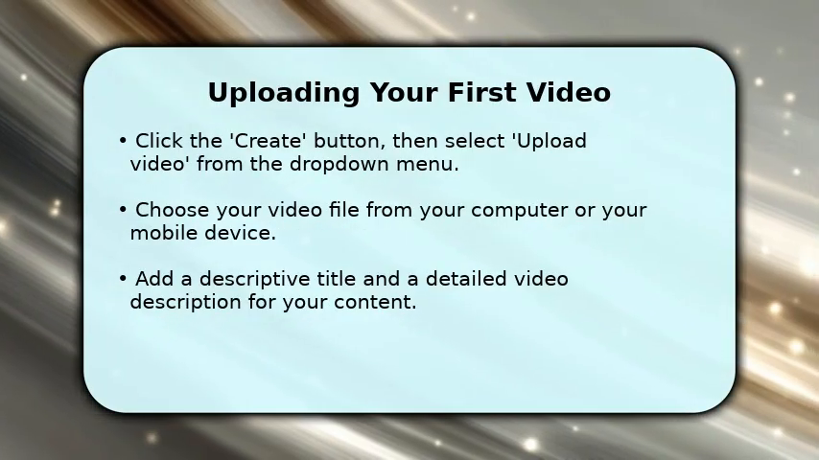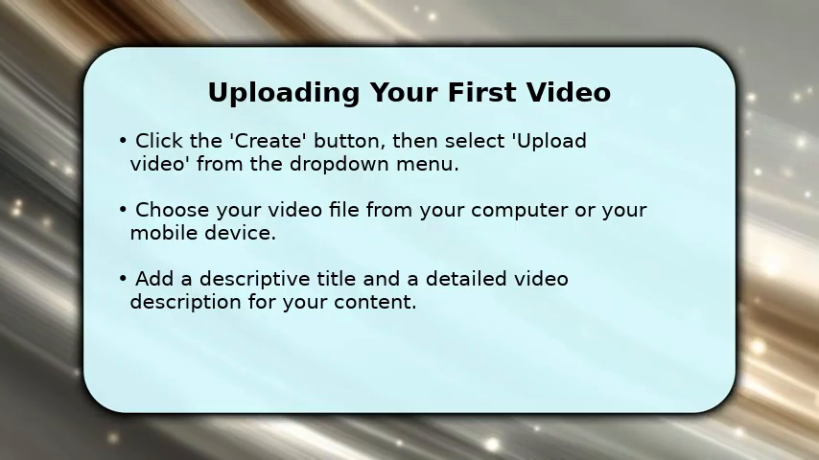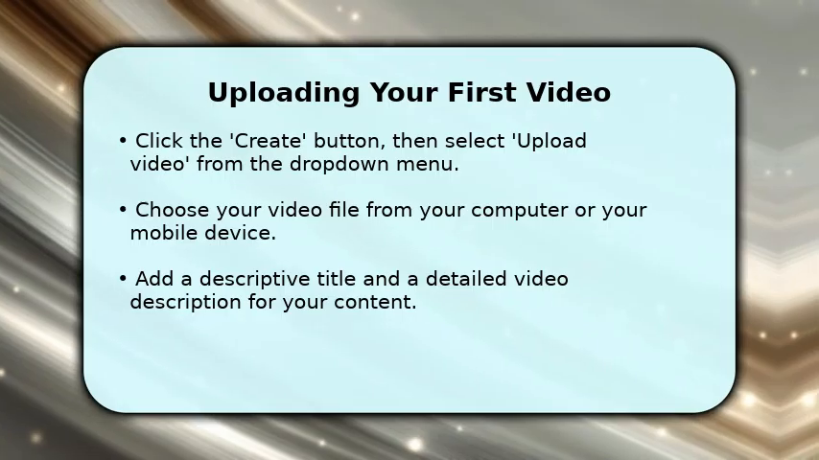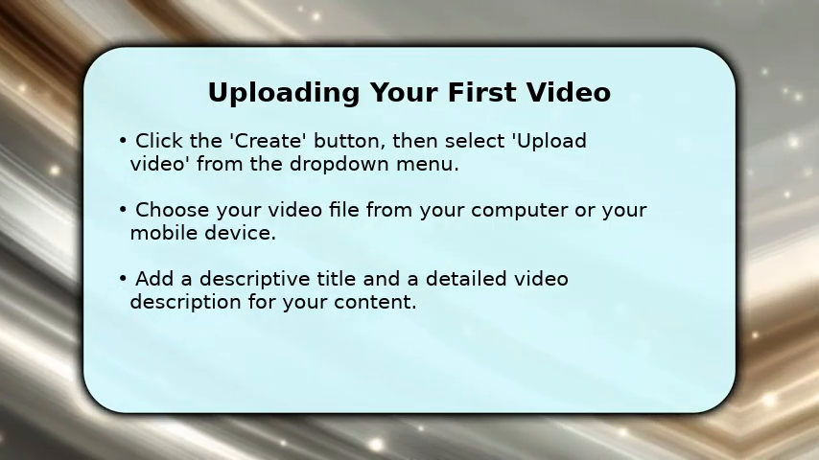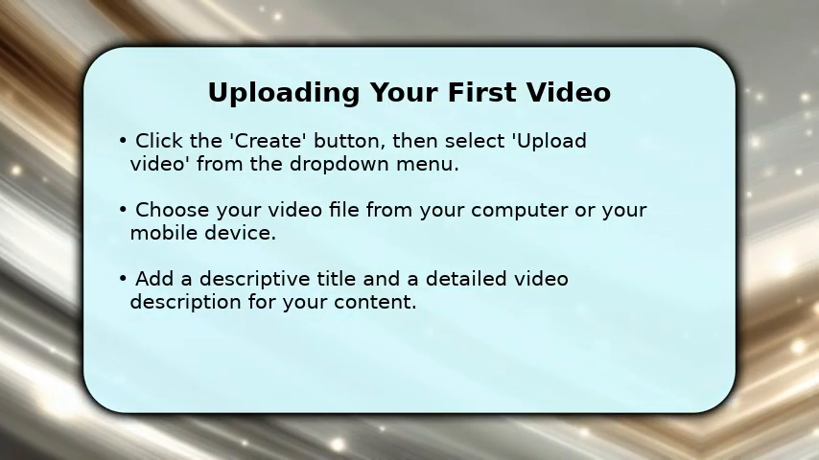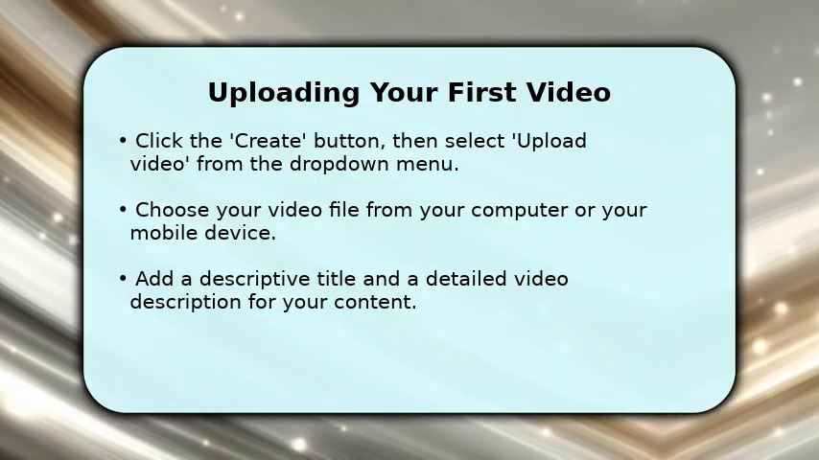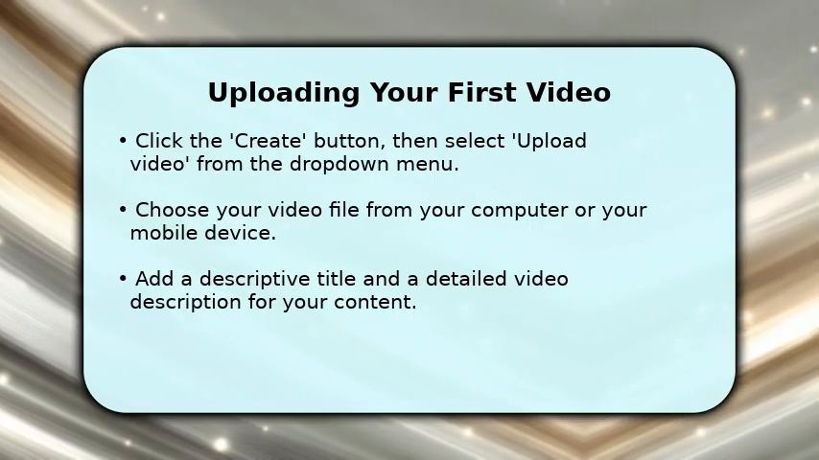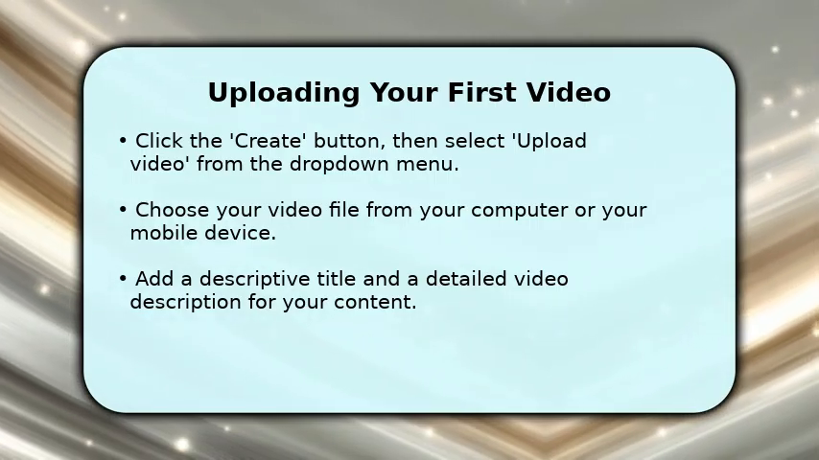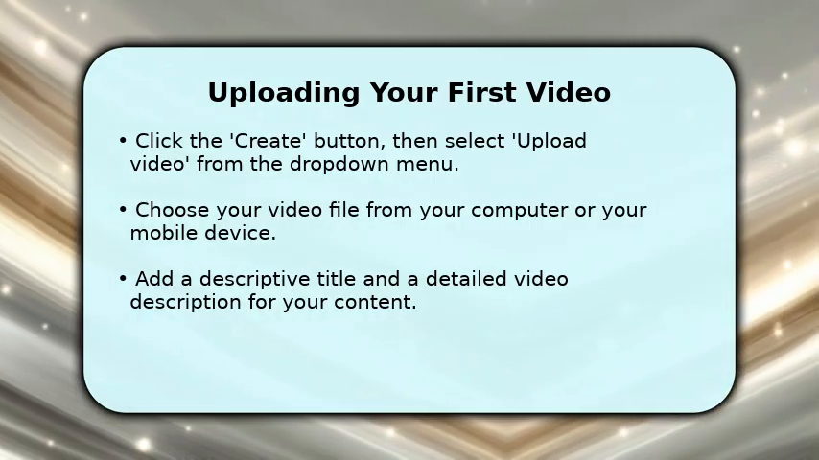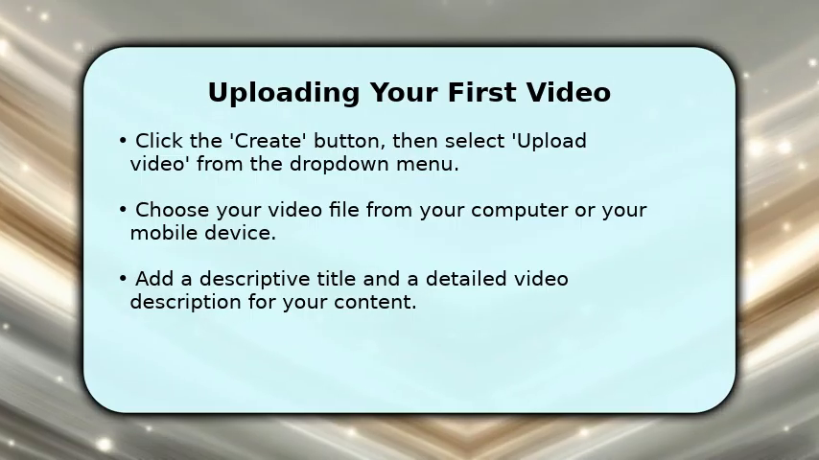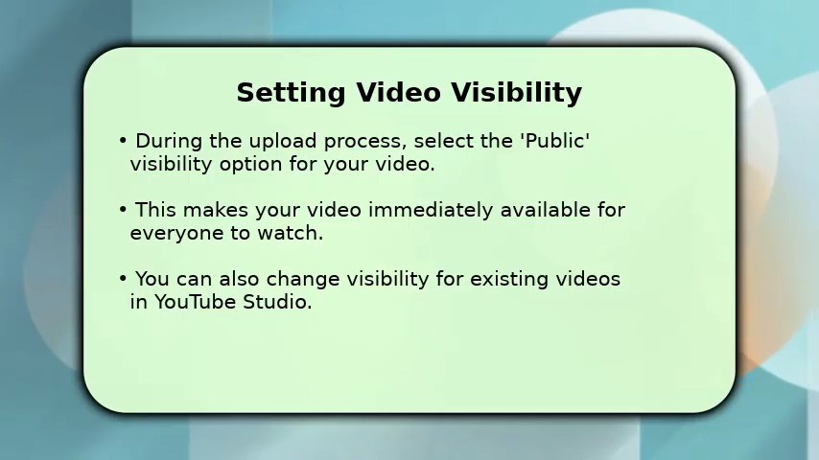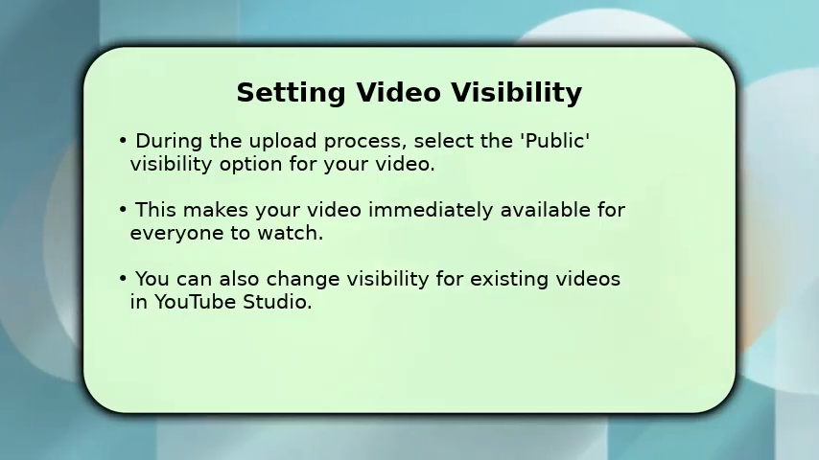Now let's get your content online. To upload your first video, simply click the Create button, usually found at the top right of your screen. From the menu, select Upload Video. Then, choose your video file from your device. It is important to add a descriptive title and a detailed video description. Also, include relevant tags. These are like keywords that help YouTube understand your content and show it to the right audience.